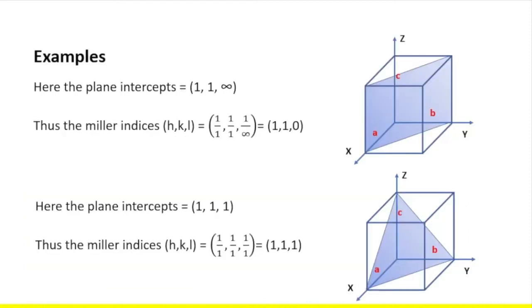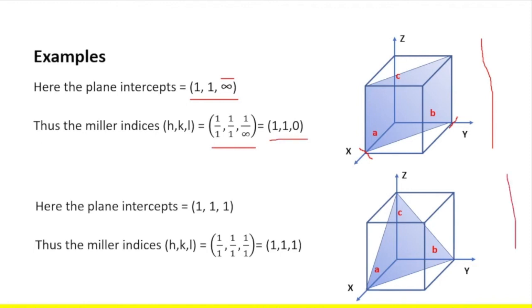Here are some examples. For the first one, the intercept of the plane on the XYZ axes is 1, 1 and infinite. So you can see here, the intercept on the x-axis is 1, on y it is 1, and on z it does not have any intercept, so we have infinite. Now if we invert these numbers, we get 1, 1, 0, which is the Miller indices of this plane.